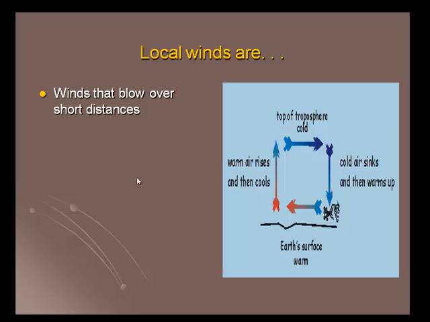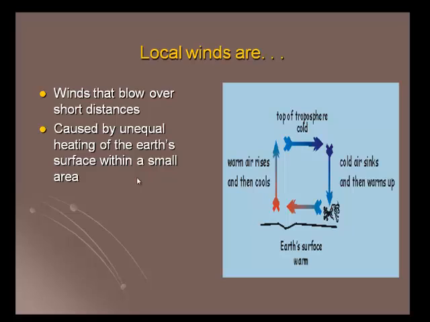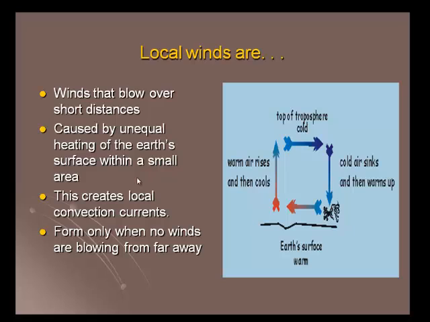Local winds are winds that blow over short distances. They're caused by unequal heating of the Earth's surface within a small area. This creates local convection currents. So these are much smaller than the global convection currents we saw earlier. These form only when no winds are blowing from far away.